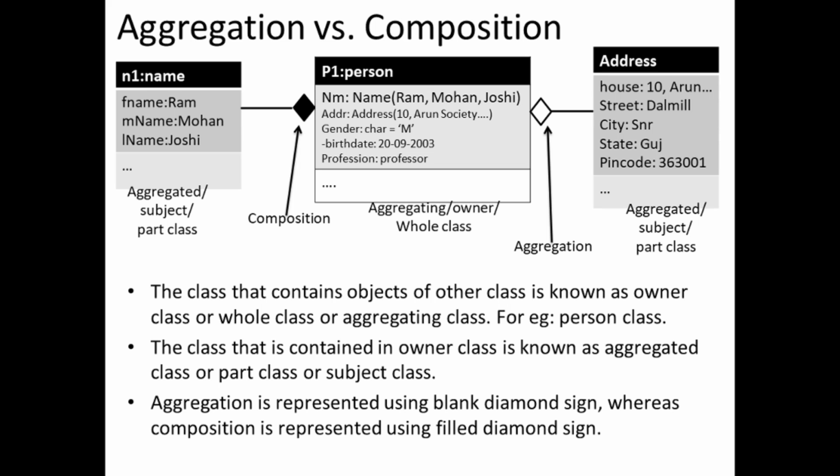Aggregation is represented using a blank diamond sign, whereas composition is represented using a filled diamond sign. This is the difference between aggregation and composition.